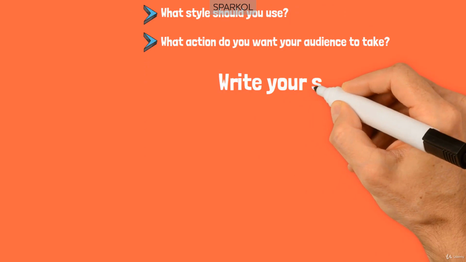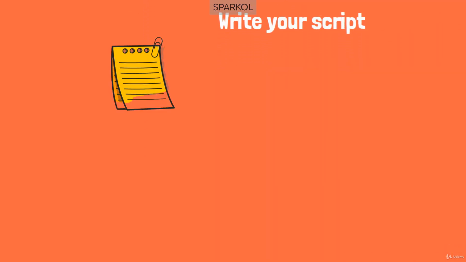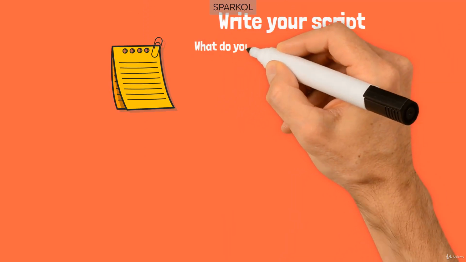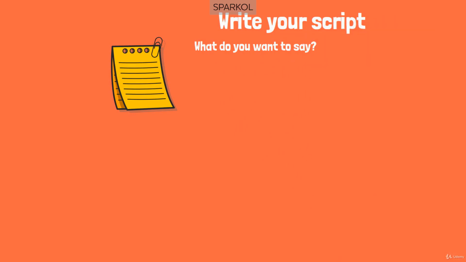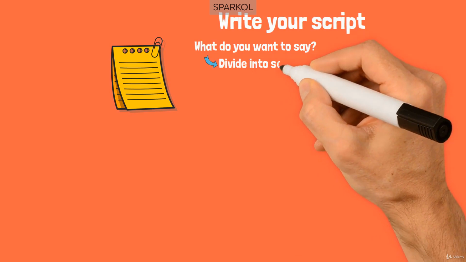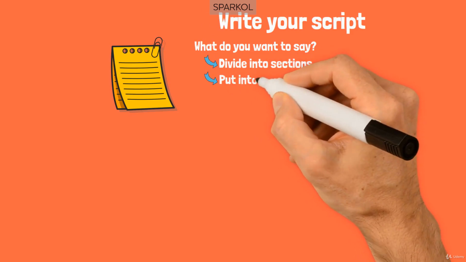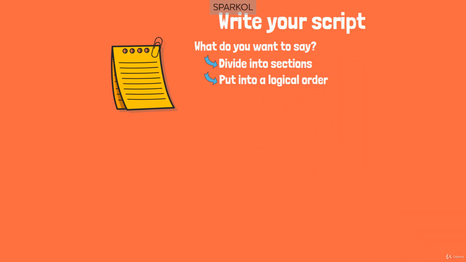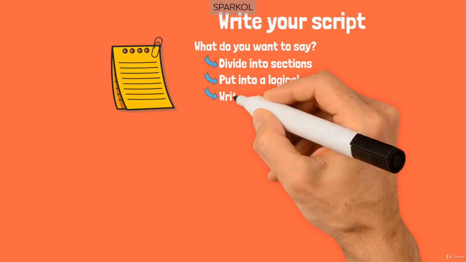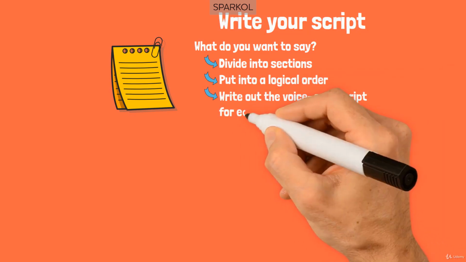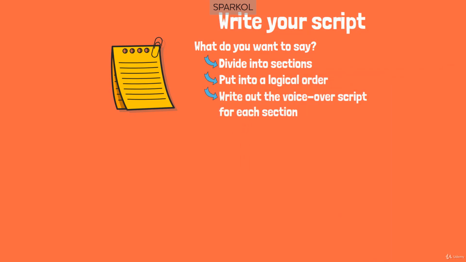Step 2 is to write your script. Based on the information from the first step, you can now start to write your script. Start by dividing what you want to say into sections. This can be a list of bullet points outlining each of the main points you want to cover. Remember that each of these sections will become a scene or a particular set of images in your video. Then make sure these points are in a logical order so they convey your message or story clearly. Next, for each of the sections, write out the actual script for the voiceover.